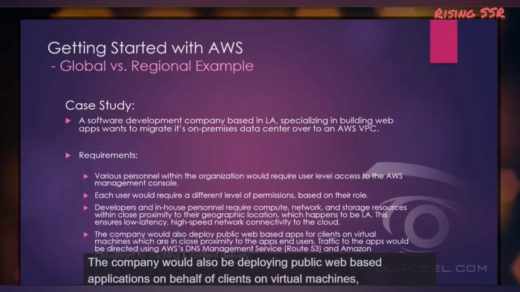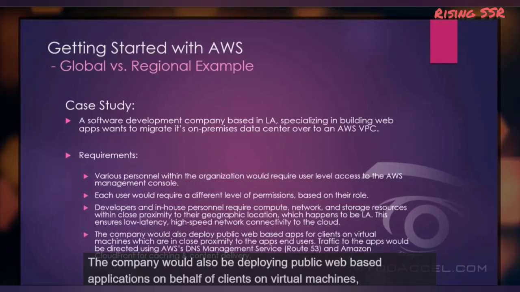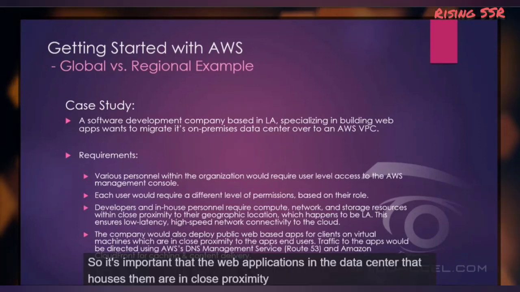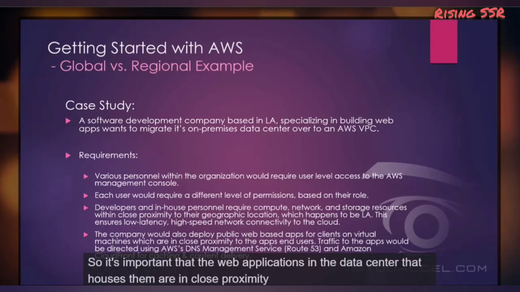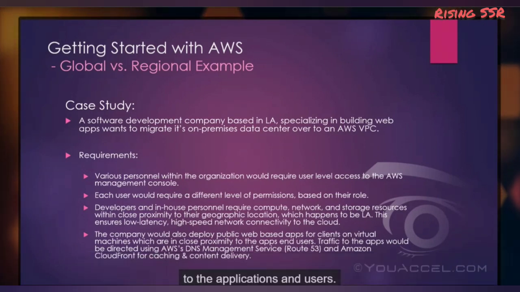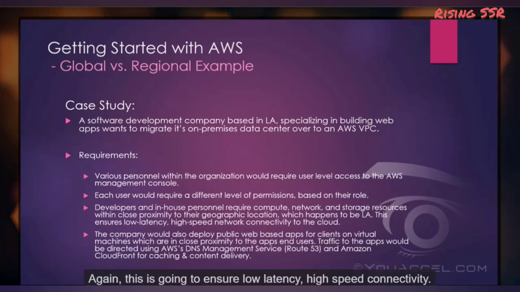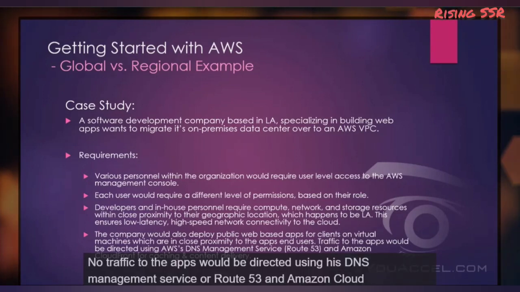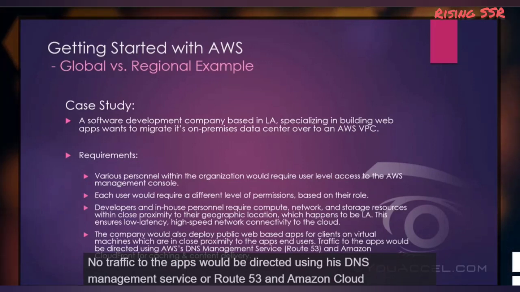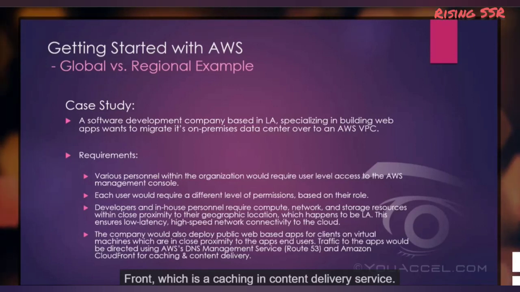The company would also be deploying public web-based applications on behalf of clients on virtual machines, which are in close proximity to the app's end users. So it's important that the web applications and the data center that houses them are in close proximity to the application's end users. Again, this is going to ensure low latency, high speed connectivity. Now, traffic to the apps would be directed using AWS's DNS management service, Route 53, and Amazon CloudFront, which is a caching and content delivery service.